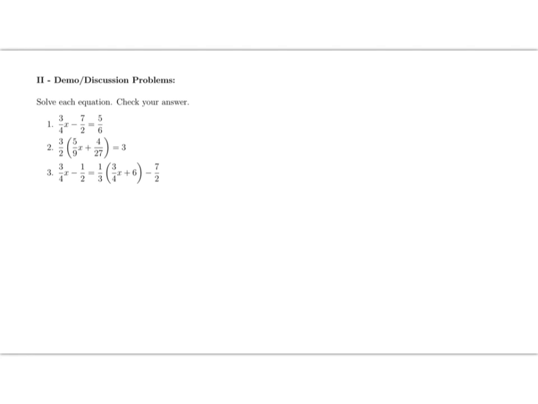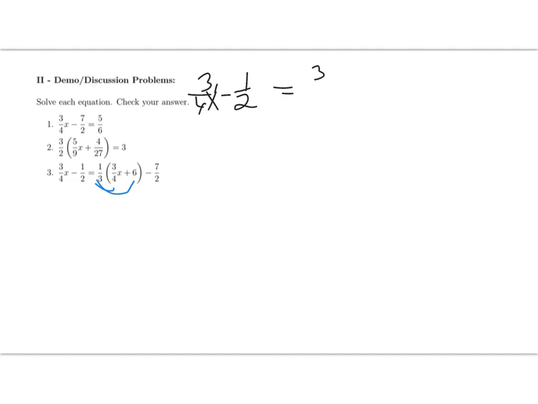In our final demo or discussion problem, I'm just going to get you started. This is similar to question number 2, the demo discussion problem that we did previously, but it's a little bit more complicated. So let's get the ball rolling here. Similar to question number 2, we should distribute first. So the left-hand side is unchanged. We have 3/4 x minus a half. Now be very careful. You have to make sure you understand that x is actually in the numerator. And then we have 1/3 times 3/4.